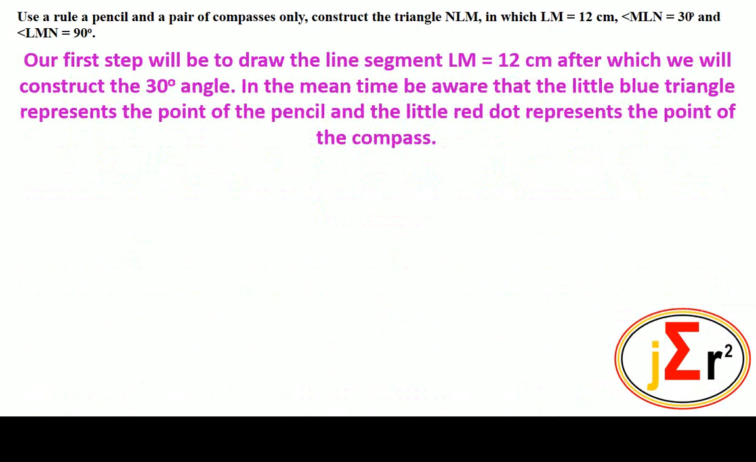Our first step will be to draw the line segment LM. That we will do according to the statement of the problem, because LM is equal to 12 centimeters is given first. So draw the line segment LM, which is equal to 12 centimeters, after which we will construct the 30 degrees angle.